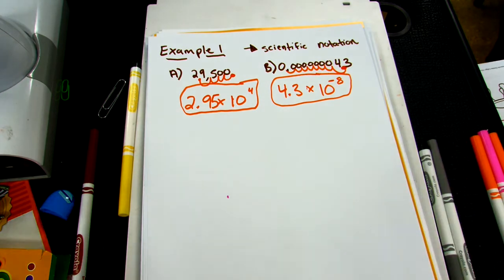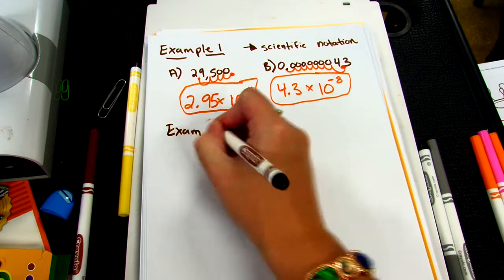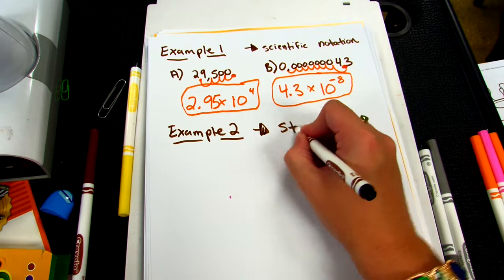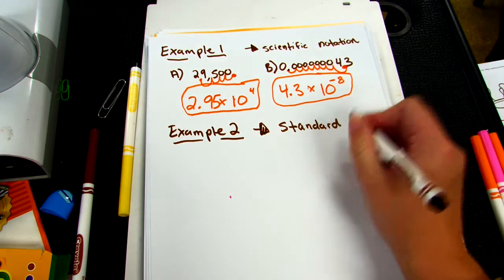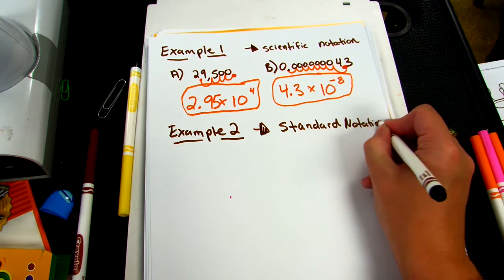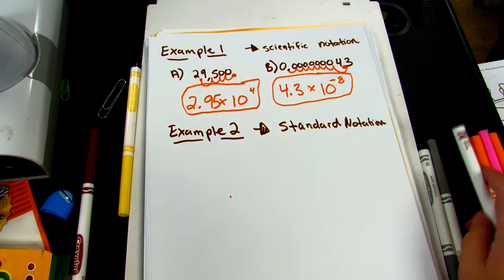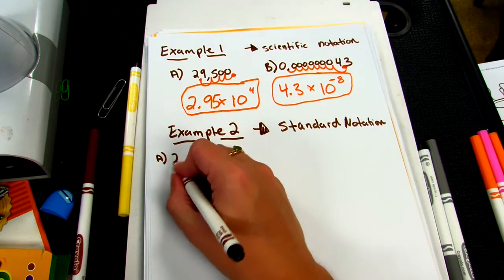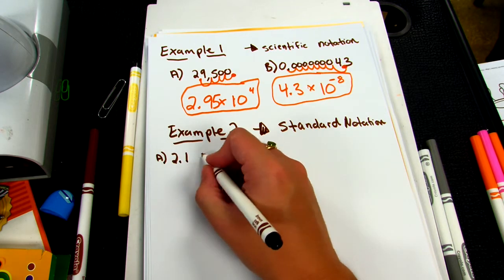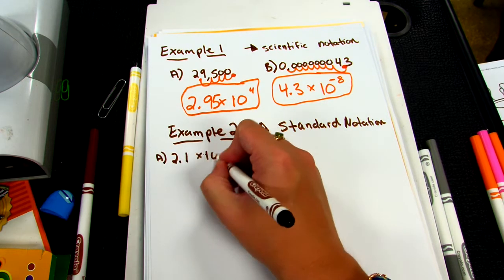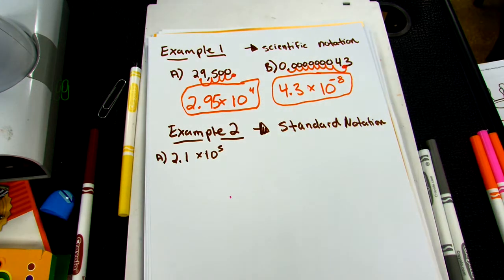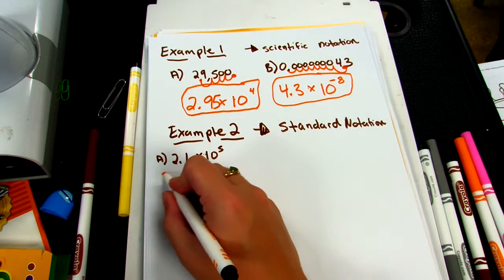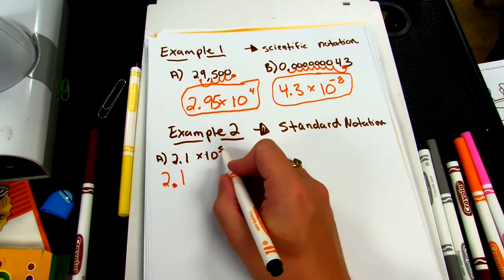So let's try example 2, and I'm going to do these with you. Example 2. For example 2, we're going to standard notation. Okay, so for part A, we have 2.1 times 10 to the 5th. All right, so in order to go to standard notation, we take our decimal on 2.1, and we're going to move it 5 times.